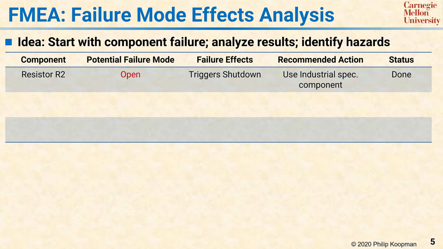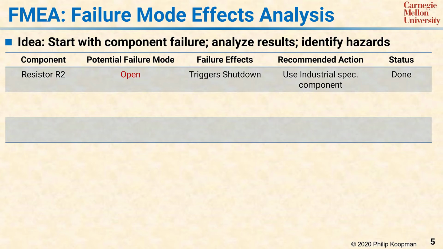For example, we have a resistor R2, and a potential failure mode is open, meaning it fails open. In other words, there's no electrical current. If you look at how the system is designed, you might decide that's going to trigger a system shutdown. And you might decide a recommended action is to use a better resistor that is less likely to fail because this is a low criticality, non-catastrophic failure. And if you're tracking an FMEA, you might keep a status that says, all right, that mitigation has been done.